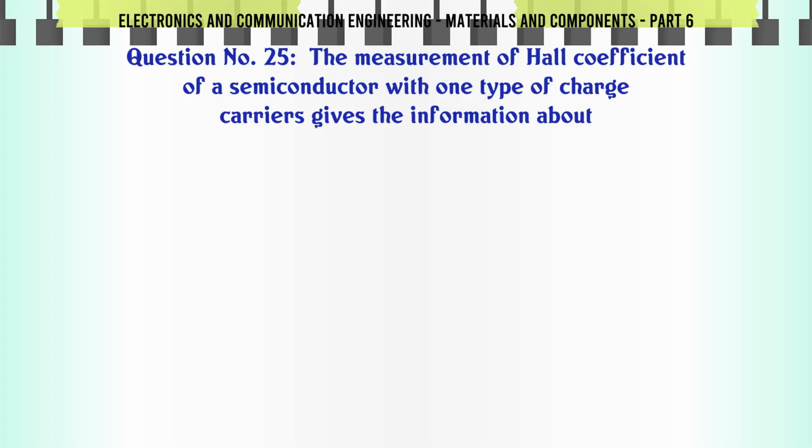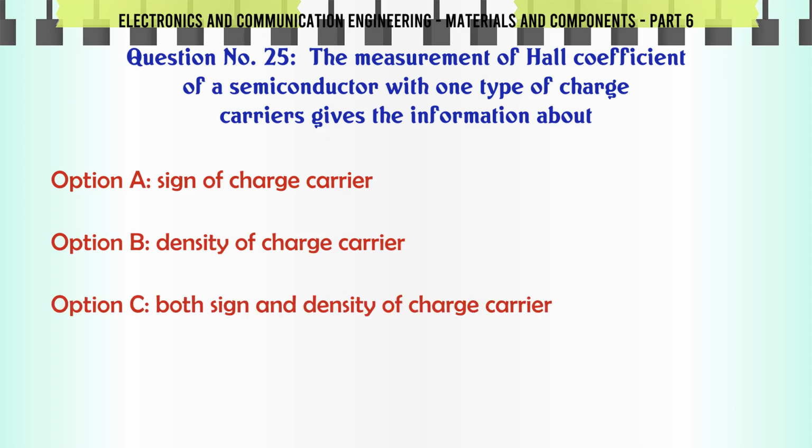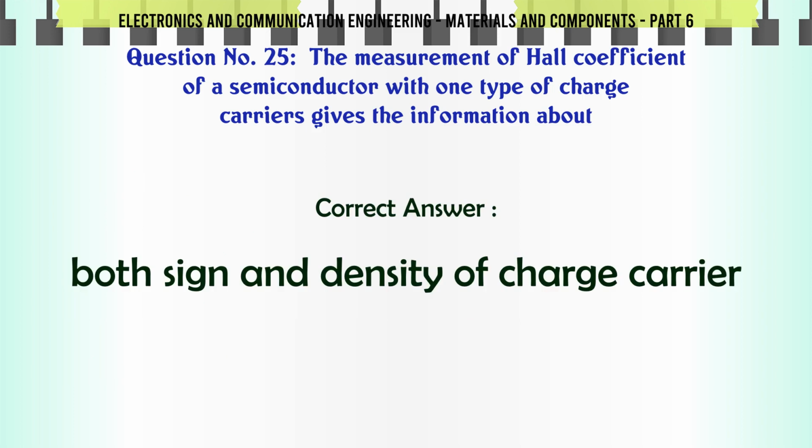The measurement of Hall coefficient of a semiconductor with one type of charge carriers gives the information about A sign of charge carrier, B density of charge carrier, C both sign and density of charge carrier, D none of the above. The correct answer is both sign and density of charge carrier.